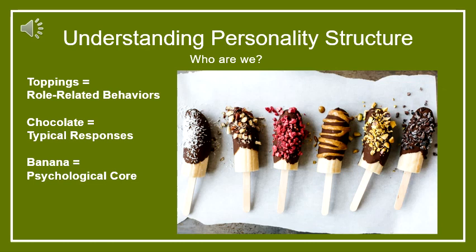Finally, the hardest layer of our personality for others to get to know often is the very basis of who we are, the banana. The psychological core at the heart of us. The banana is who we are. The rest is toppings and added flavor. At our core, we are what we are. And in this example, we are the banana.